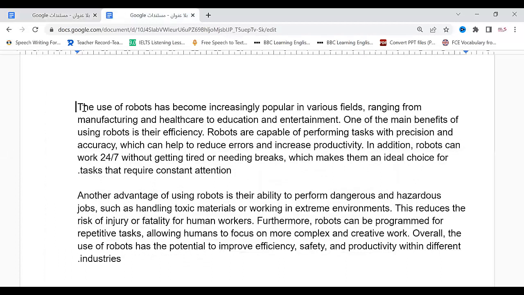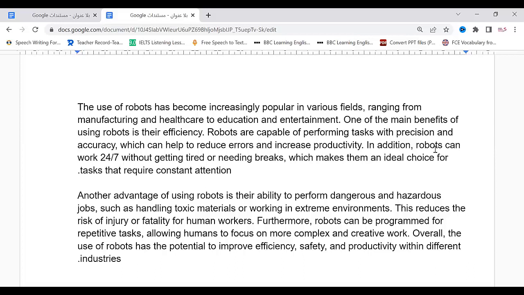While here, this is a perfect use of language. 4 out of 4. He got the full mark in terms of vocabulary. The use of robots has become increasingly popular in various fields, ranging from manufacturing and healthcare to education and entertainment. One of the main benefits of using robots is the efficiency. Robots are capable of performing tasks with precision and accuracy, which can help to reduce errors and increase productivity.